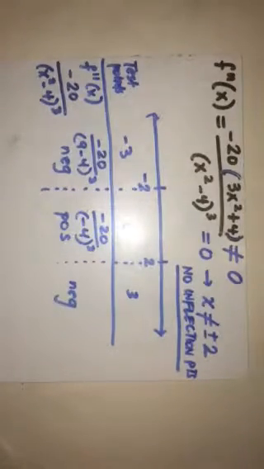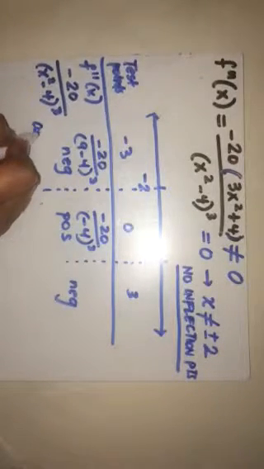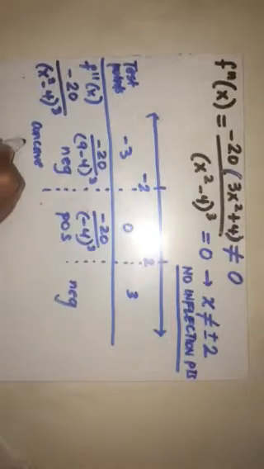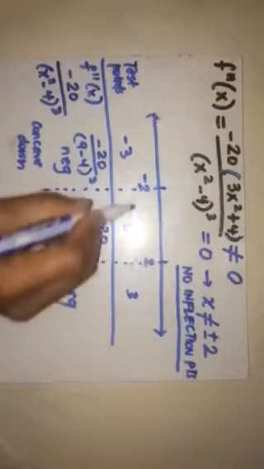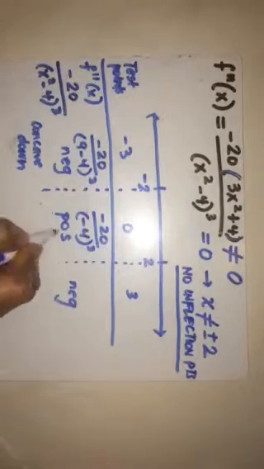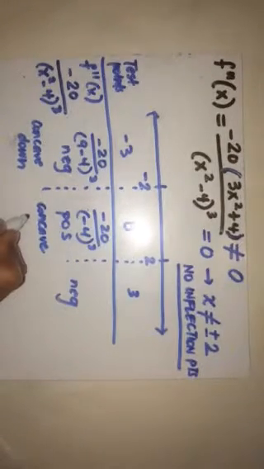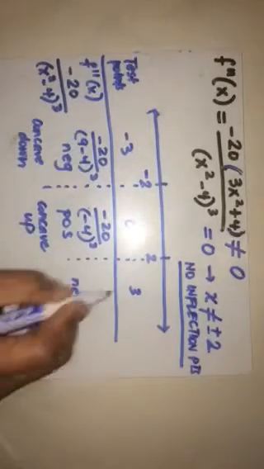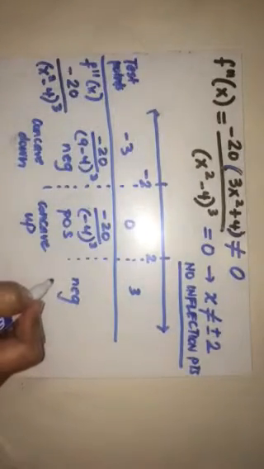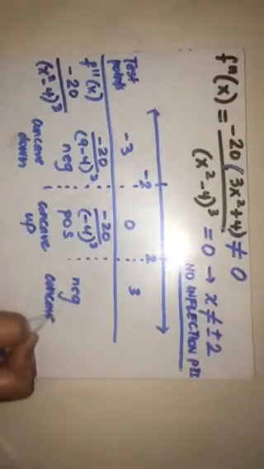so this will come out as negative. So we have from negative infinity to negative 2, the graph will be concave down. From negative 2 to 2, we have the graph of the function f would be concave up, and from 2 to infinity, the graph would be concave down.